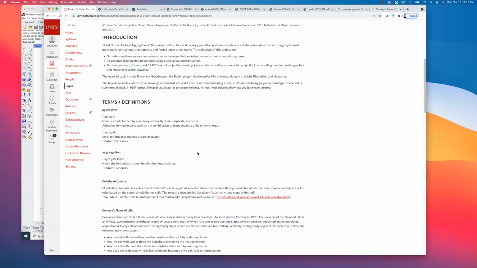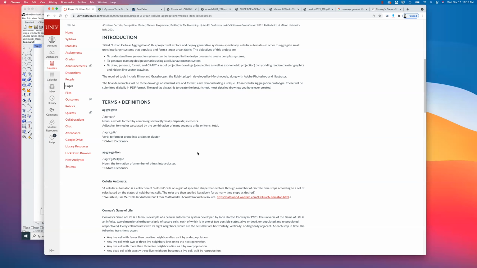The verb to aggregate something is to form or group into a class or a cluster. I like that word cluster. Aggregation then is the formation or clustering of a number of things, the formation of a number of things into a cluster, according to the Oxford Dictionary.